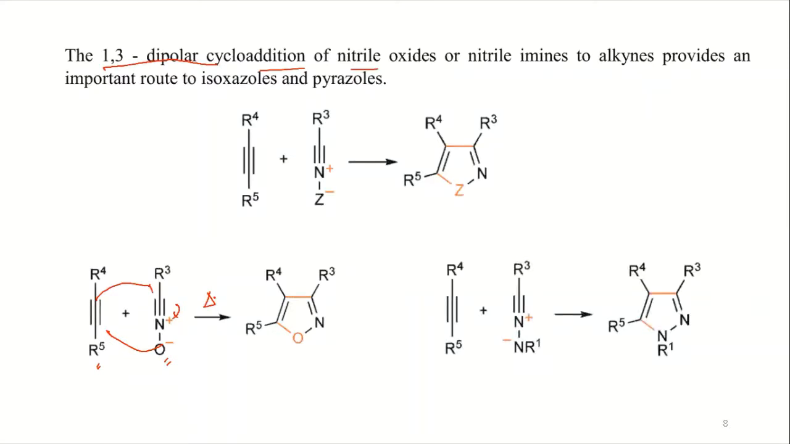For pyrazole, you have to use the corresponding N derivative, and you will get it. How will we make the N oxide? Generate the nitrile, take it and treat with hydrogen peroxide and base, so you'll be able to get the N oxide. This is the way we make the N oxide.